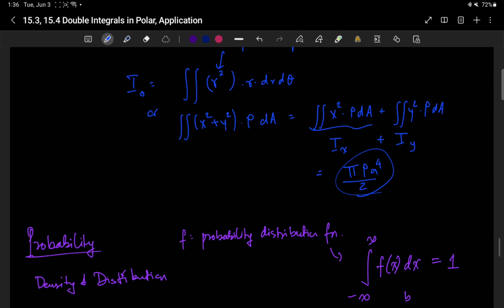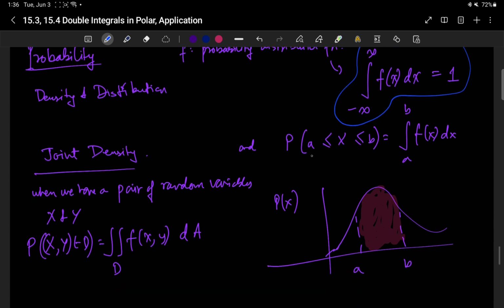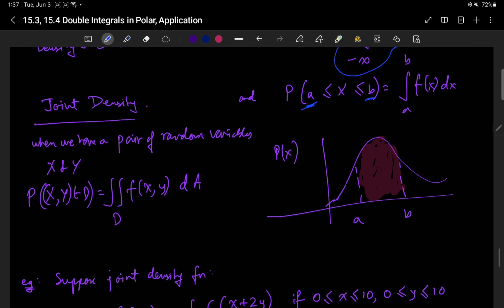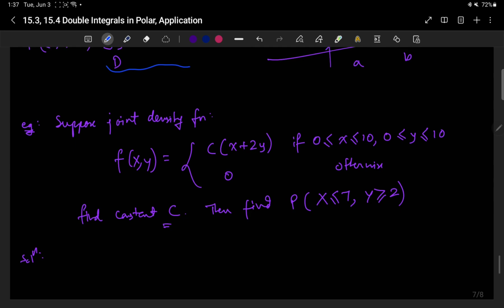The next one, which we will not see in much detail, is probability distribution. A probability distribution satisfies this condition, which means that over negative infinity to infinity, when you integrate, when you add the area, it should come out to be 1. And when you're finding the probability of anything, it's actually an integral between the points a and b. We also have something called joint density, which is when you have a pair of random variables x and y, then instead of a single integral we have a double integral that comes into play.